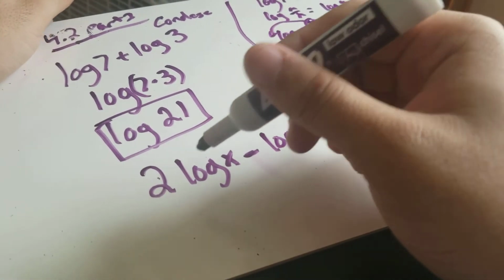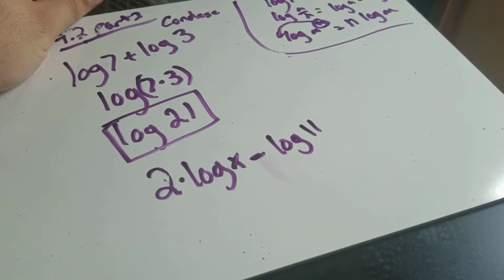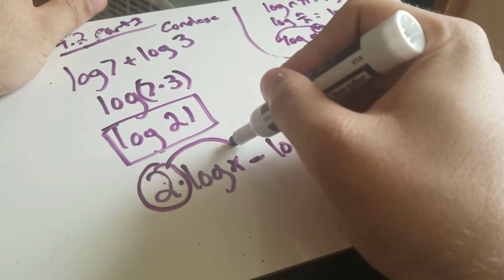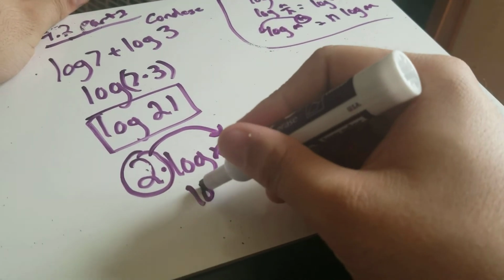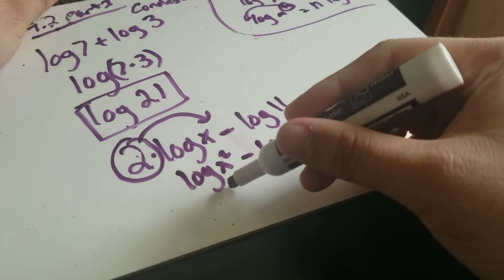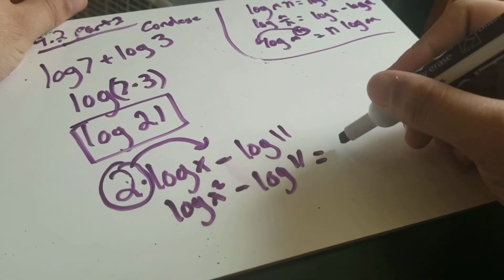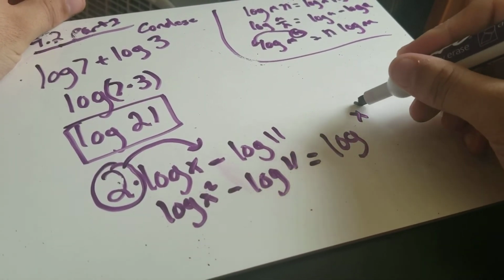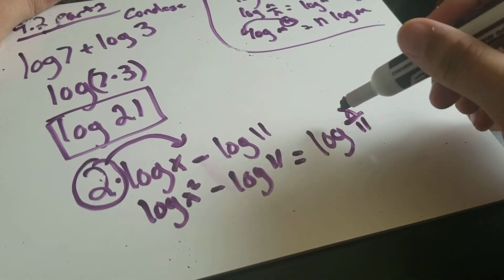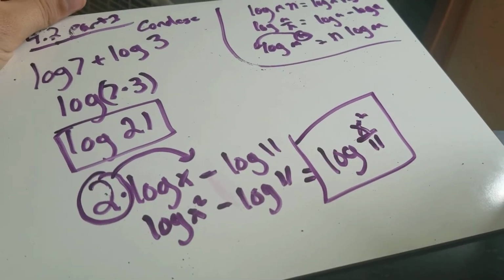So for this one, I have a number in front of a log, a number being multiplied with a log. So what that allows me to do is take this number and put it on top of the x. So now I have log x squared minus log 11. Now I have two separate logs that are being subtracted. I could combine that by doing one division. So it's going to be log x squared divided by 11. I don't know what x squared divided by 11 is, so this is as simple as possible. So I box it off, and I am done with that question.